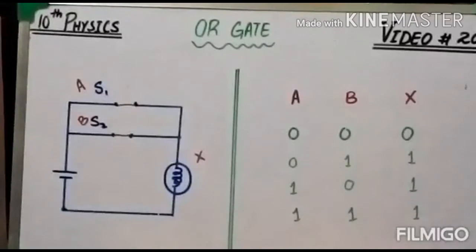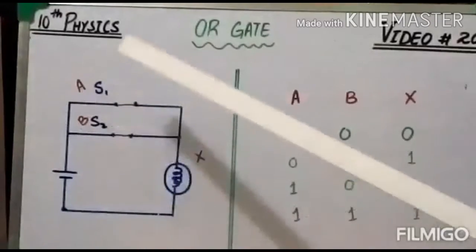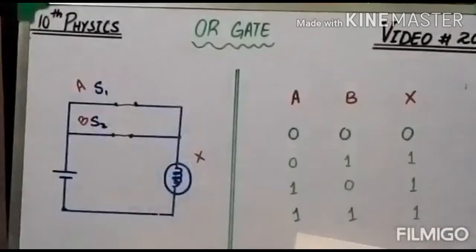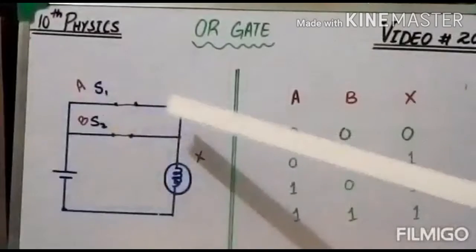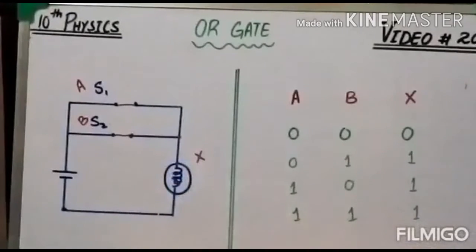Here comes the last possible situation when both the switches A and B are closed. Then A, B will be 1, 1. Now again both the paths are available for the flow of the current and the bulb will glow. So the X will be 1. This is our practical OR gate circuit.